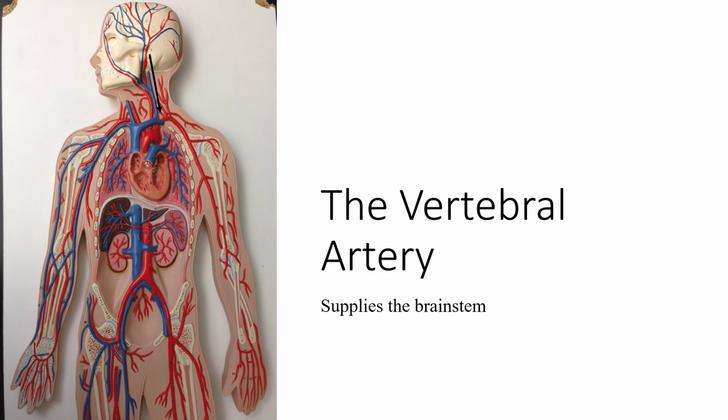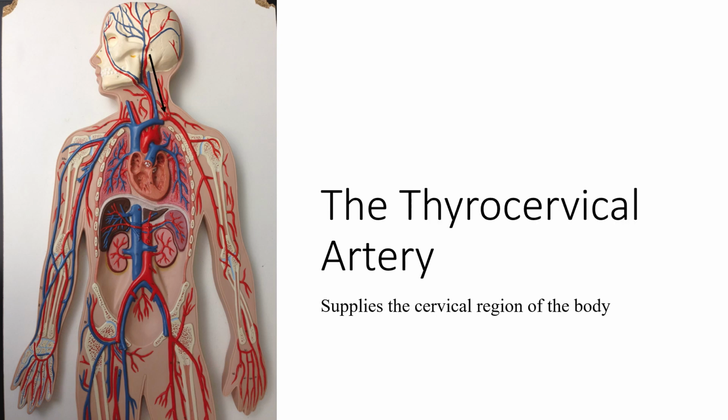So the vertebral artery is the first small branch off the subclavian that supplies the brain stem. The thyrocervical artery supplies the cervical region of the body, right? And so that's the next branch off your subclavian. Now, the costocervical artery is the third small branch that's also supplying the cervical region of the body.